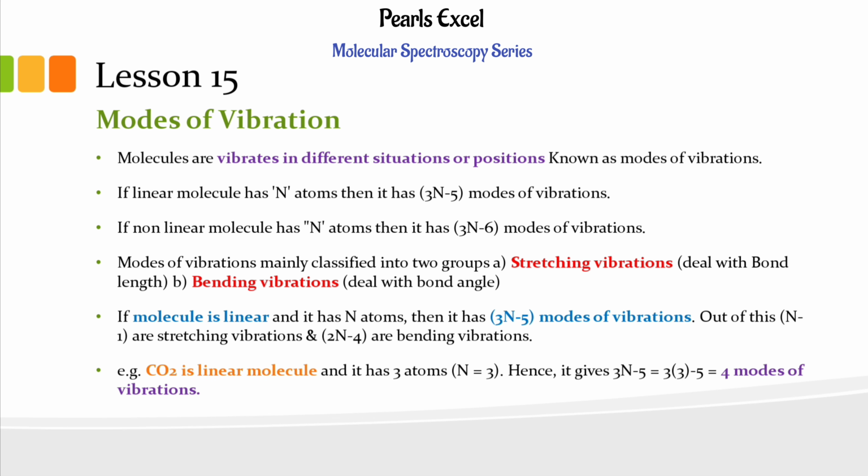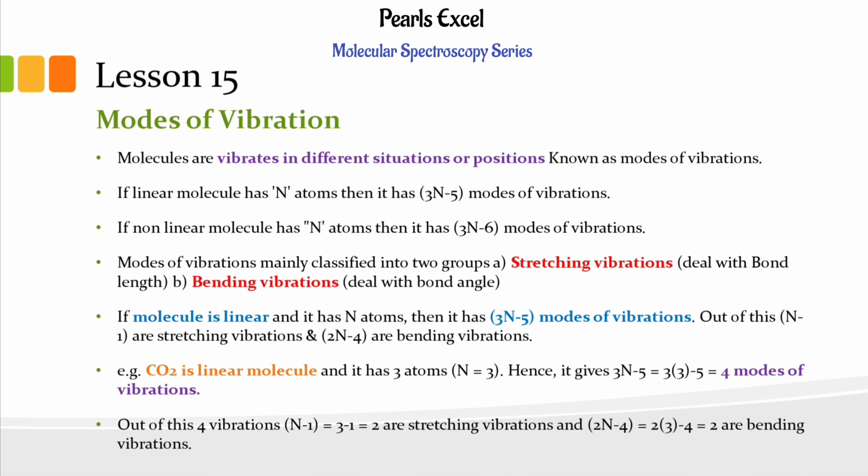So for example, CO2 is a linear molecule and it has 3 atoms, which means n is equal to 3. Hence, it gives 4 modes of vibrations after applying the above formula. Out of these 4 vibrations, n-1 is equal to 3 minus 1 is equal to 2 are the stretching vibrations, and 2n-4 is equal to 2 into 3 minus 4 is equal to 2 are the bending vibrations.